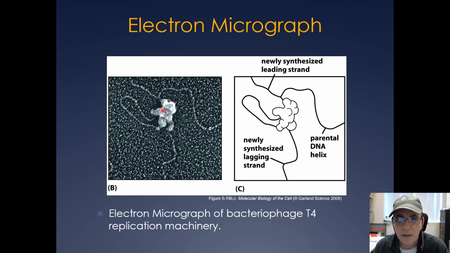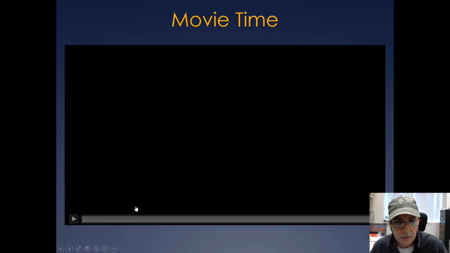This is a really great schematic, because if you look at an electron micrograph of the bacteriophage T4 replication machinery, you can see the leading strand, the newly synthesized strand, and then the strand that's looped out where the Okazaki fragments are being made, and then your new lagging strand. If you want to see a movie on how all of this works, we can just watch it. You'll be able to download these videos and watch them. After this video, that's the end of part A of this lecture.